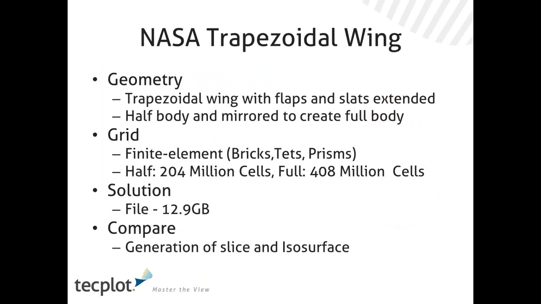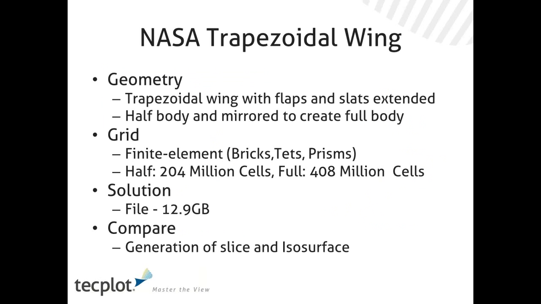So let's look at our last example before we get into some of the Q&A, which is the trapezoidal wing. This is the case that was used in the high lift prediction workshop. It's a standard configuration. There's experimental data for it. It's again a high lift type configuration. It's a wing with flaps and slats. The standard case is a half body, and in this case we've mirrored it.